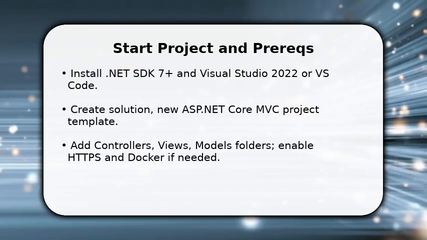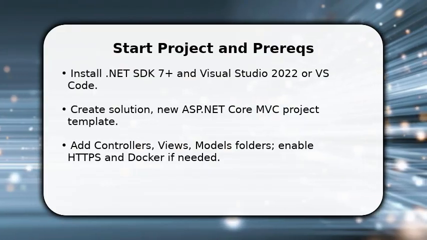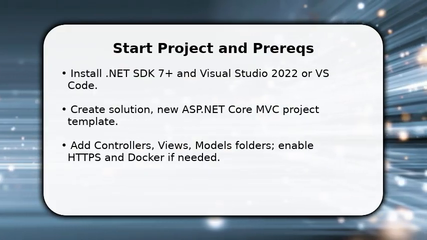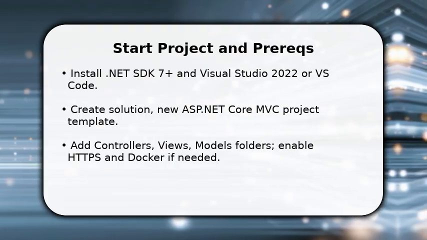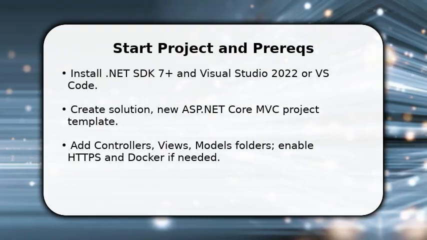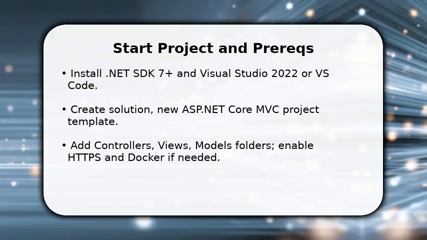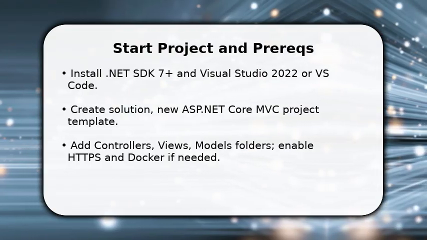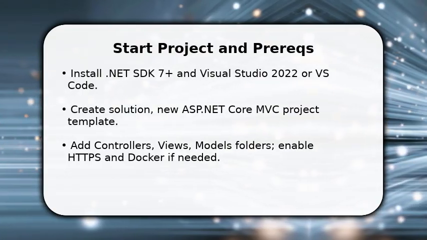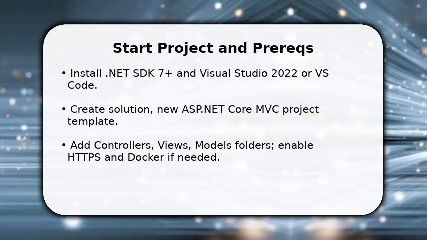You will set up only what you need and start the app now. Create a new ASP.NET Core MVC project with the template and choose .NET 7 or later. Once created, open the solution, confirm HTTPS is enabled, then scaffold a home controller with index view. Add models and views folders if missing and initialize a Git repo.